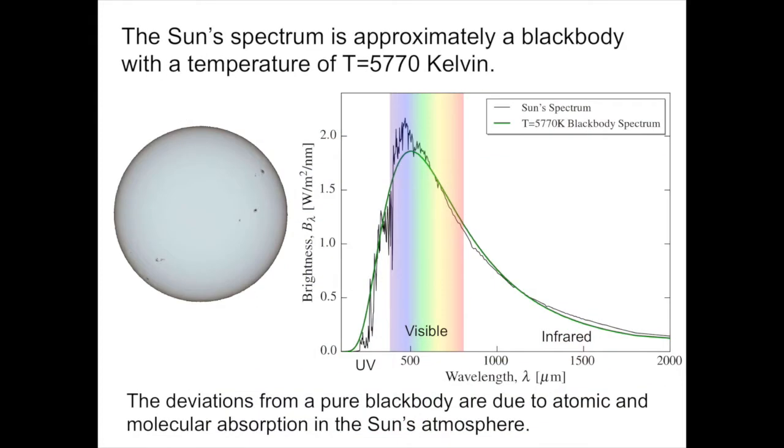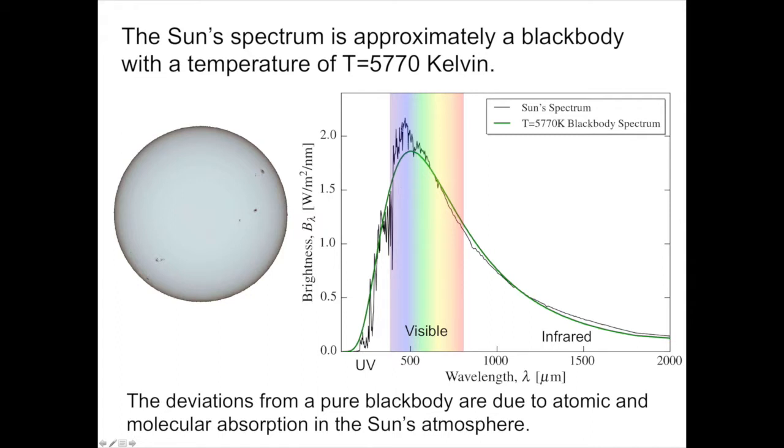The sun's spectrum is approximately a black body with a temperature of 5,770 degrees Kelvin. Deviations from this black body, however, are apparent. The black line here plots the sun's spectrum from the ultraviolet way out into the infrared, and this faint green line plots a black body spectrum for a black body of temperature 5,770 degrees Kelvin. If you look at this, it looks like it doesn't match very well.